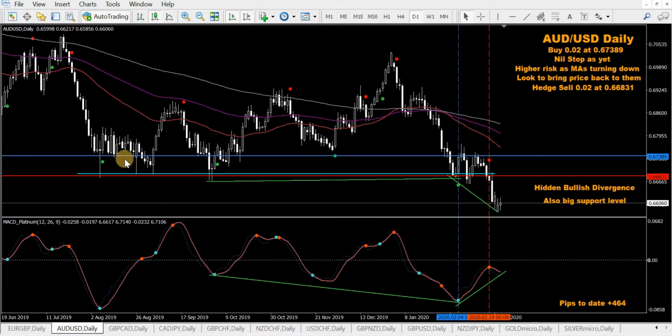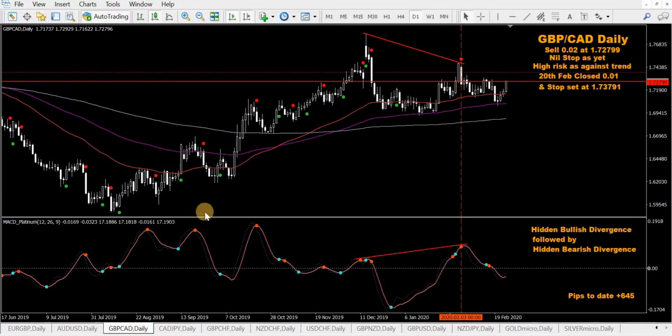Aussie USD, similar to a lot of pairs, took a buy, took a hedge sell, waiting on a new buy. The MACD Platinum still below the zero level. Started off with hidden bullish divergence, now looks like possibly setting up for regular bullish divergence. And it's got this big support level here. It broke down through that, so now hoping to go back up and through it. You get sick of me saying it, but that's the plan.